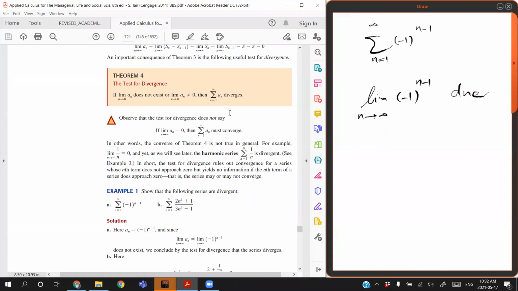And in this case, you can see that this limit does not exist, because this sequence, if it starts from 1, is going to be (-1) to the power of 0. So it's 1, then -1, then 1, then -1. So this sequence does not approach any number. It just fluctuates between -1 and 1. So since this limit does not exist, then I can be sure that this series is divergent by this theorem, because it says that if the limit does not exist, or if the limit is not equal to 0, then you can be sure that the series is divergent.